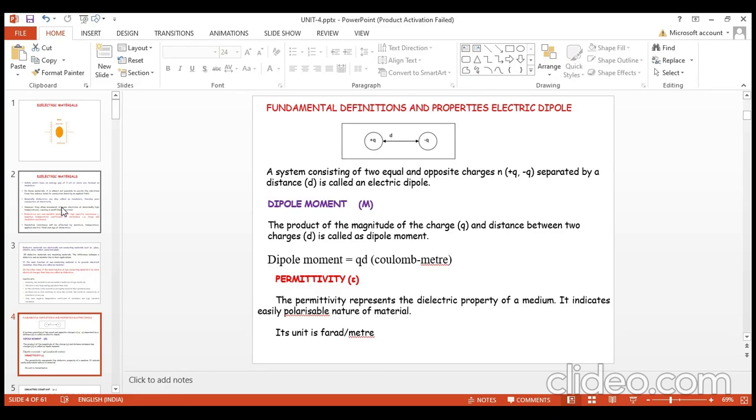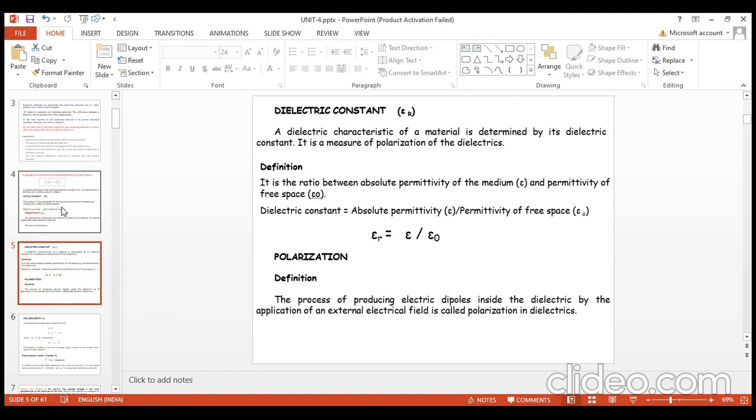Permittivity. Permittivity represents the dielectric property of the medium, which indicates the easily polarizable nature of the given material. The unit of permittivity is farad per meter. Dielectric constant. The dielectric characteristics of a material are defined by its dielectric constant. It is a measure of polarization of dielectrics. It is the ratio between absolute permittivity and permittivity of free space.